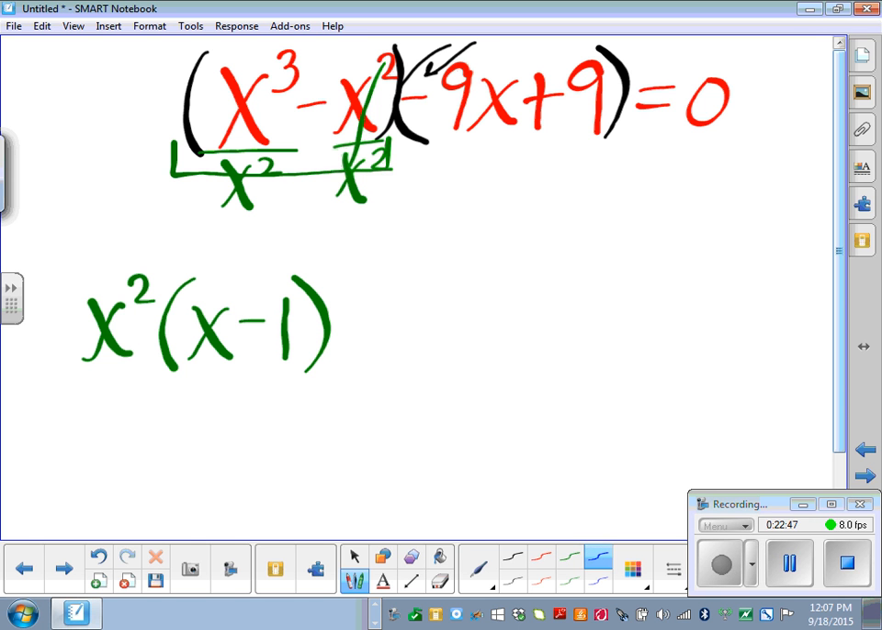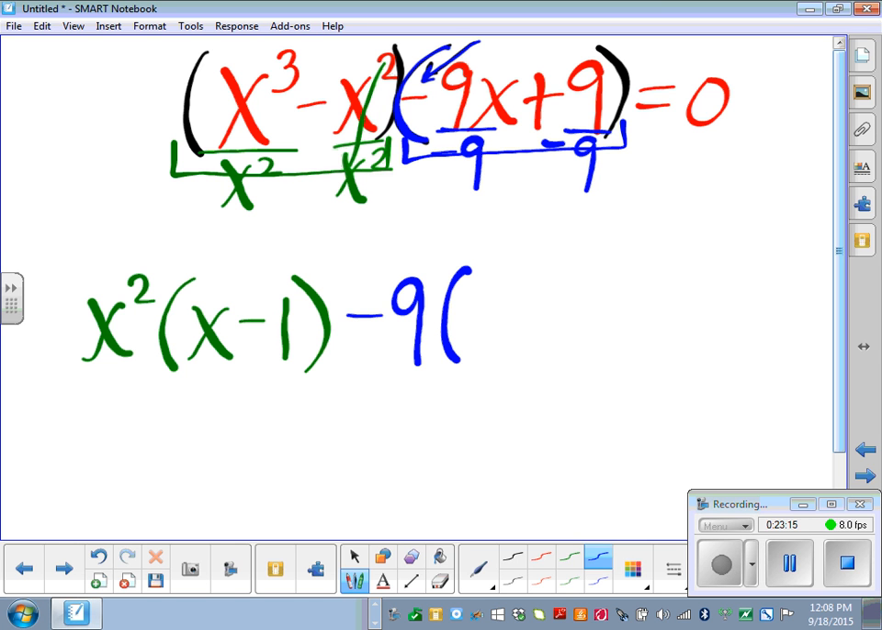And now we can focus on this second group here, negative 9x plus 9. Now we learned this last year. If there's a negative in front, right next to the parentheses, then you'll always factor out a negative with what you're factoring out. So this has a 9 in common, but we're not only going to pull out a 9, we're going to pull out a negative 9 because of that negative in front. That means we're going to factor out a negative. So we're going to divide each thing by negative 9 and write what we have left. Negative 9x divided by negative 9 is just x. And then positive 9 divided by negative 9 is negative 1.